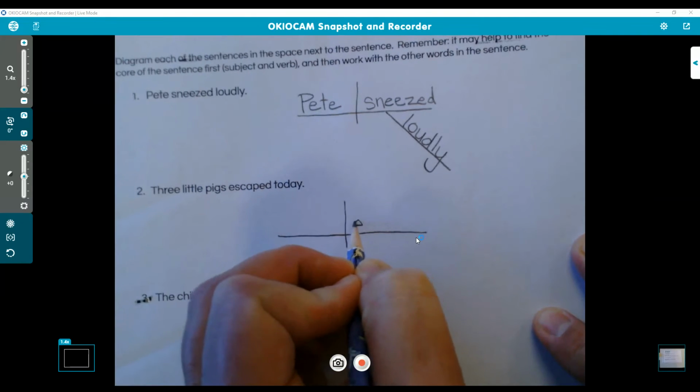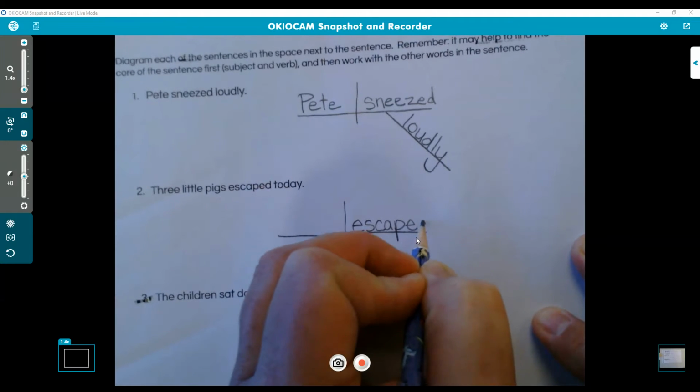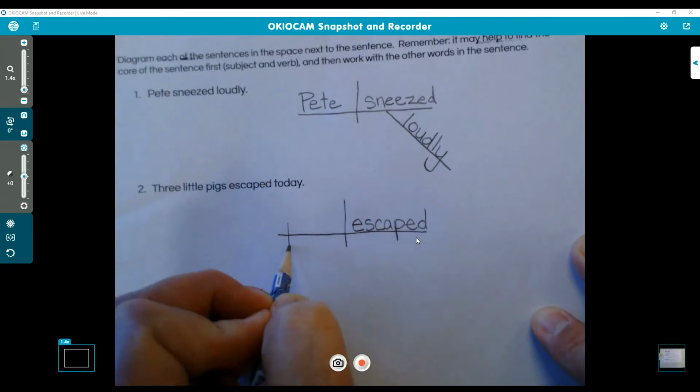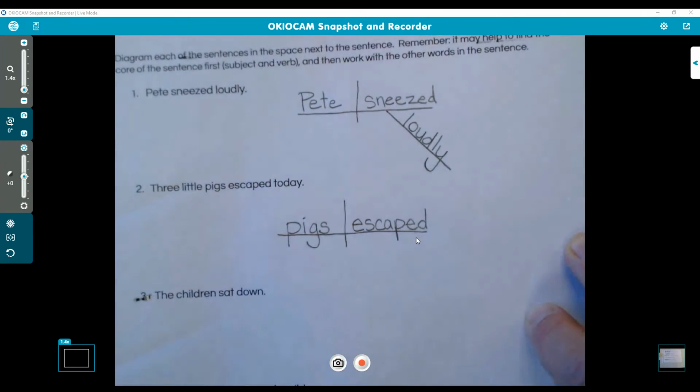Our action word, our verb is escaped. Then think who or what escaped. Correct, pigs. Pigs escaped. That's the core. That's basically what this sentence is telling us. Everything else is just great detail to that sentence, making it more interesting. All right. Now we have three and little and today.